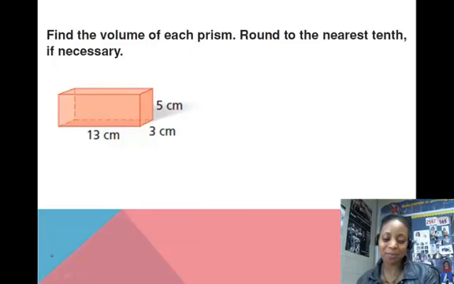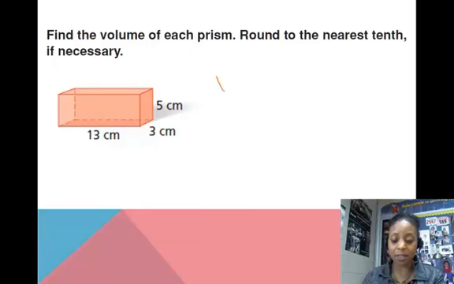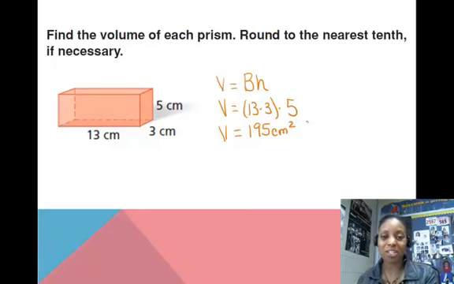Okay, so we're going to find the volume of this prism and round our answer to the nearest tenth if necessary. So as we're looking at this prism, I'm going to try to find the area of the base and multiply by the height. So volume equals area of the base, that's capital B, times the height. So the area of the base is 13 times 3, and then times the height of the prism, which is 5. So volume equals 13 times 3, which is 39, times 5, and we get 195 square centimeters. Now think about it.